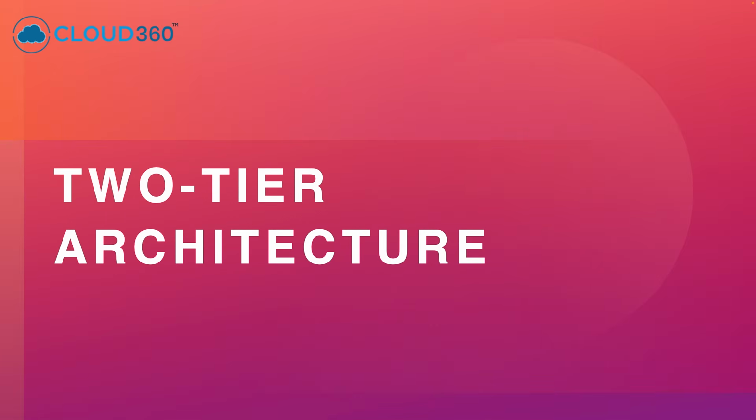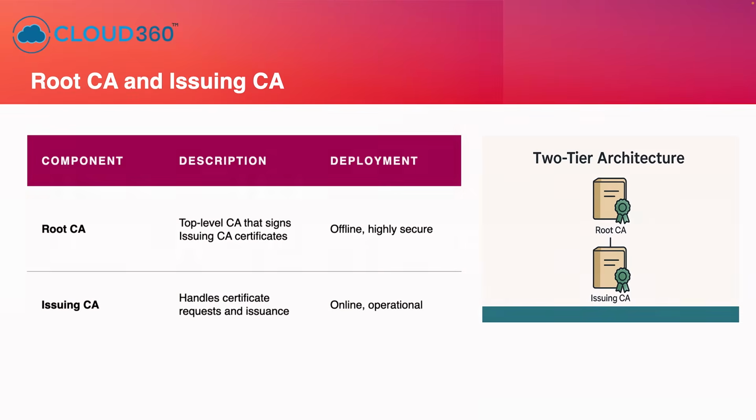As far as we discuss the architecture of the certificate authorities, we have the single tier or two tier options. In single tier, we have a single certificate authority server that issues the certificates, but there are chances that this root CA or the primary certificate authority may be compromised. For security reasons, we go with two-tier architecture. This enhances the security and scalability by separating the roles of certificate issuance and the root trust.